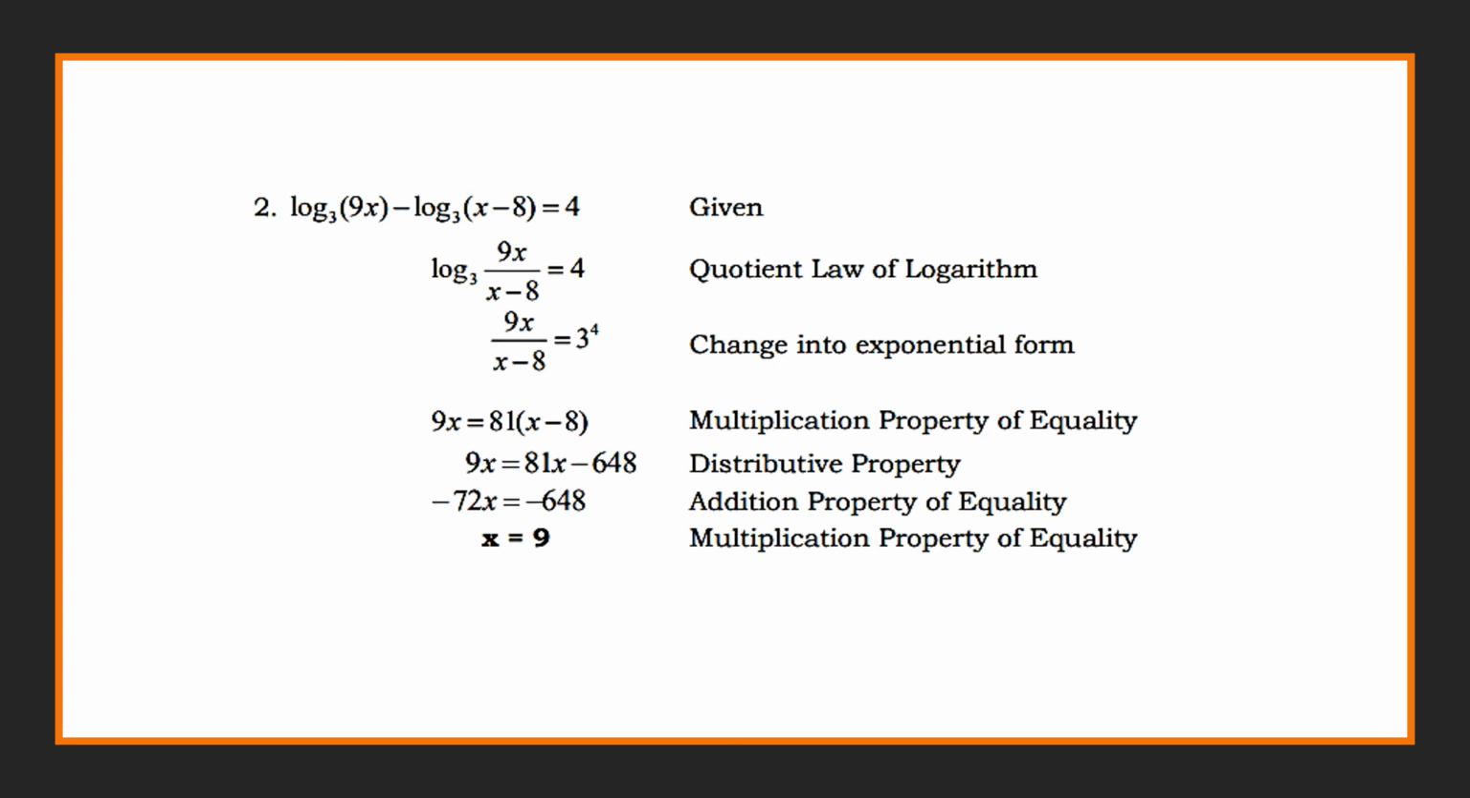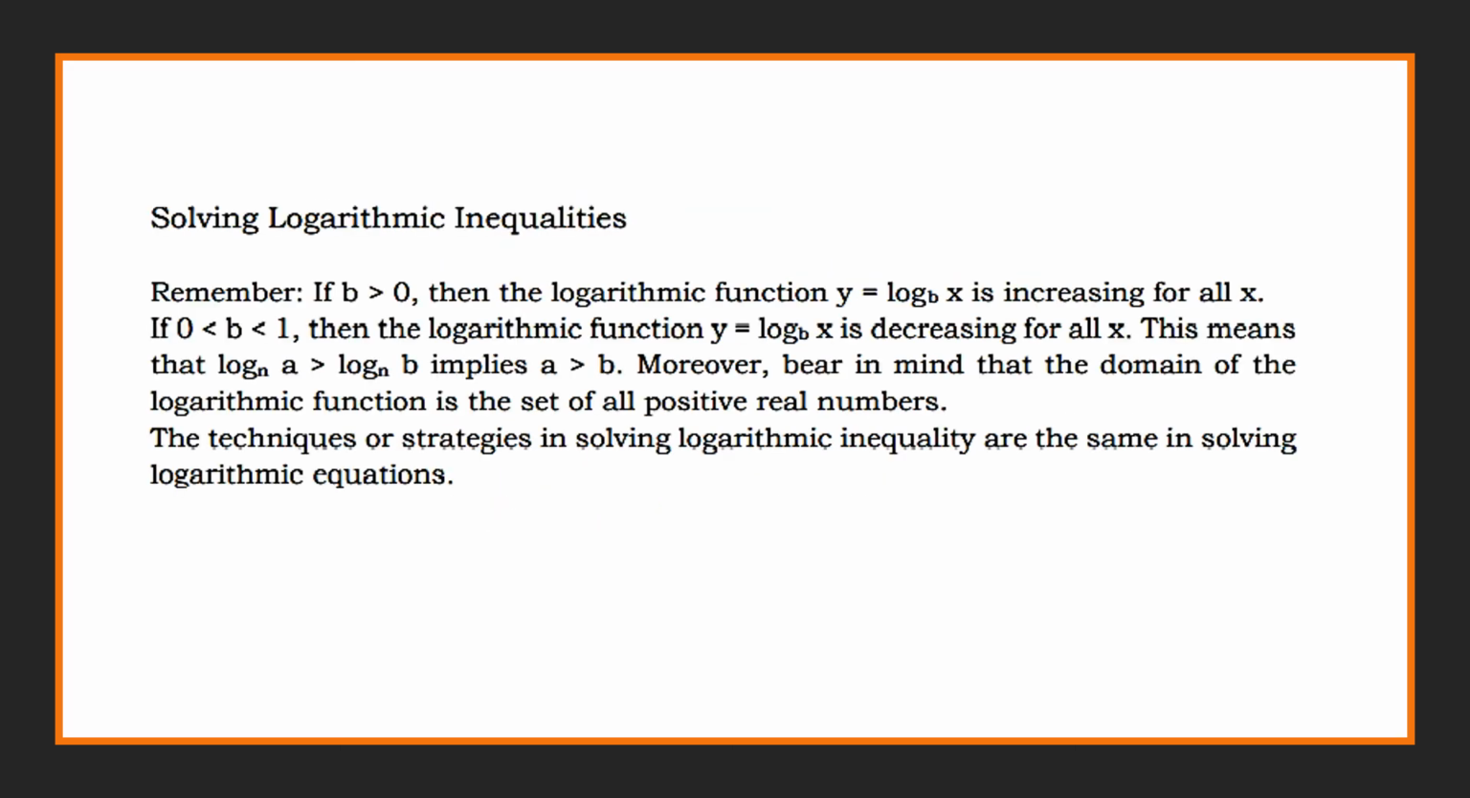Then cross multiply. 81 times x minus 8 equals 9x. 9x equals 81x minus 648. Distributive property or multiplication property of equality. Negative 72x equals negative 648. Then divide both sides by negative 72. X equals 9. So, ganun lang rin po. Solving logarithmic equation.